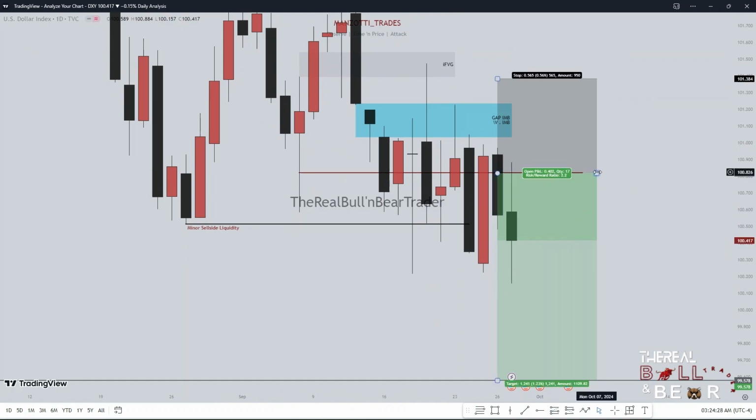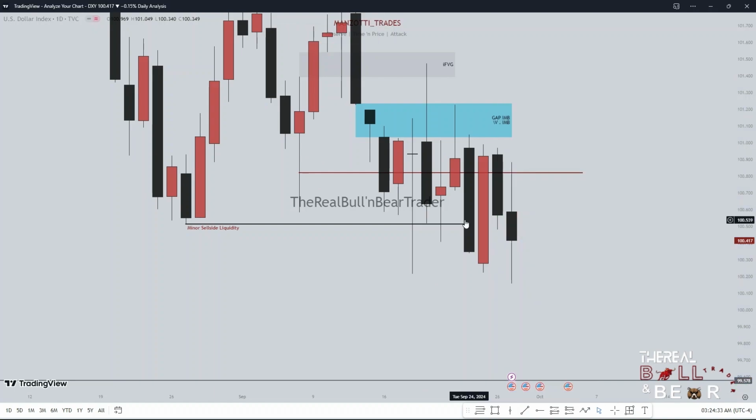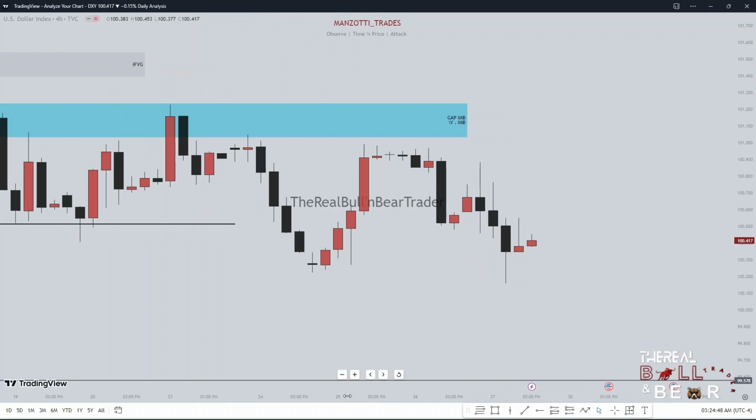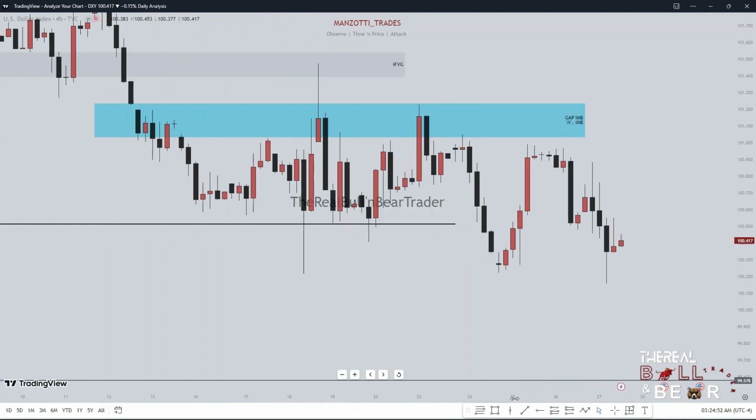So now I'll go to a lower time frame, which is the 4 hour, and this is my last time frame to analyze. Right, so it's an outlook, guys. It's an outlook.